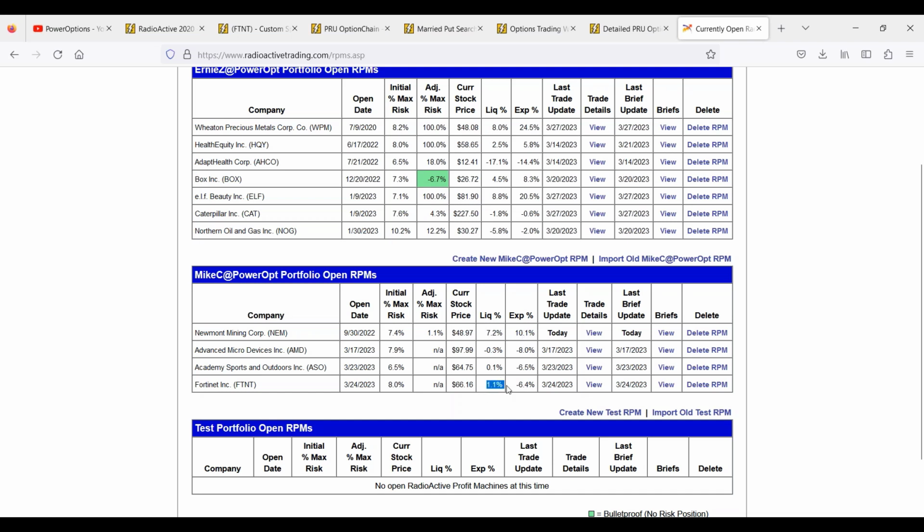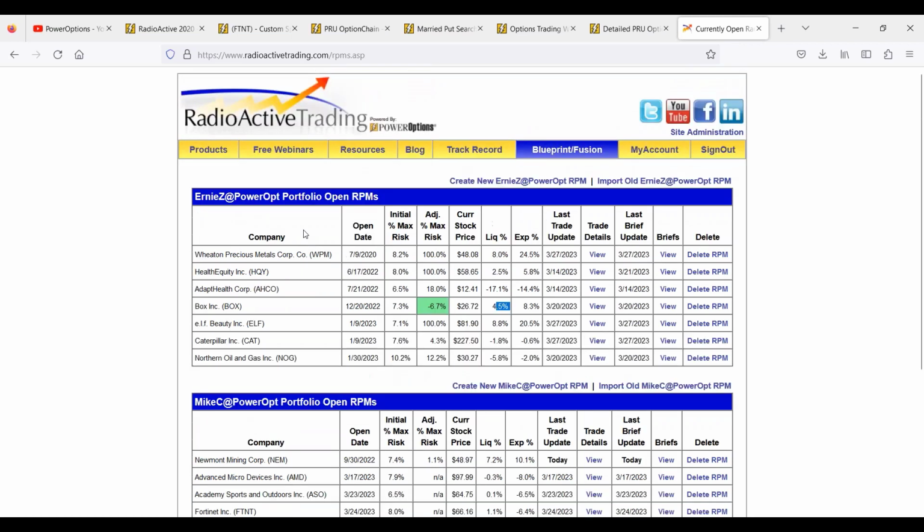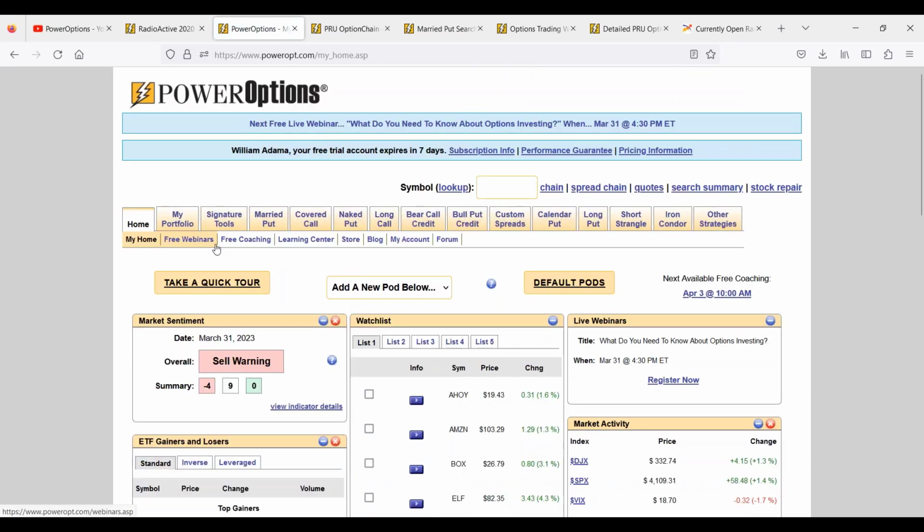And of course, there's the Fortinet position I mentioned, original risk of 8%, and Academy Sports 6.5. And Ernie's positions, negative risk. He's got bulletproof on BOX. No risk trade with still unlimited upside available. And of course, some other positions he has with current liquidation profits of 8%, 2.5%, 4.5%. But as I mentioned, I'm not done with mine. He's not done with his yet either. So just a review there of some of the recent trades.